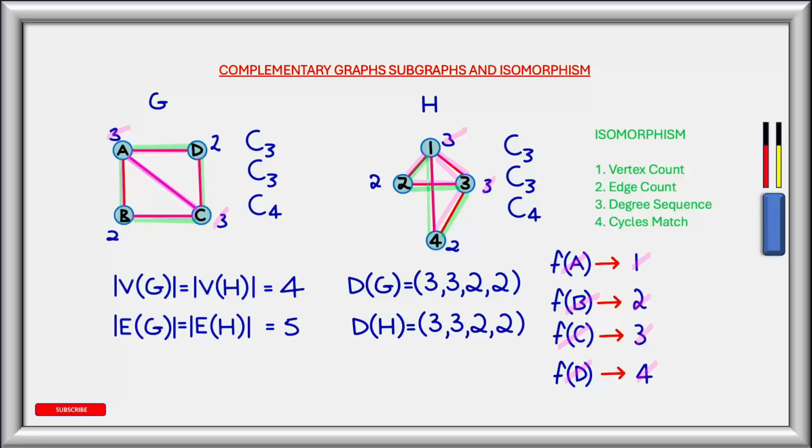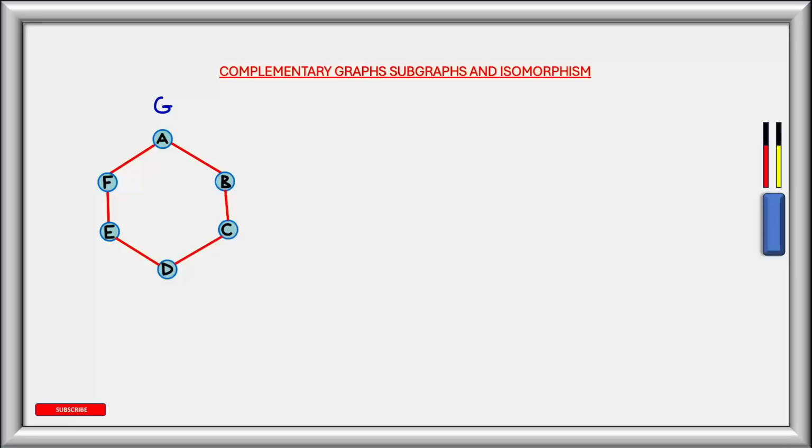Therefore, we've proved that there exists a one-to-one, or more formally, a bijective mapping between graphs G and H, such that adjacency is preserved. Now let's consolidate what we've already learned and look at a few problems. In this first problem, we have a graph with 6 vertices, A, B, C, D, E, and F. We have edges AB, BC, CD, ED, EF, and AF. And we want to find the graph's complement. If you'd like to play along, pause the video now.